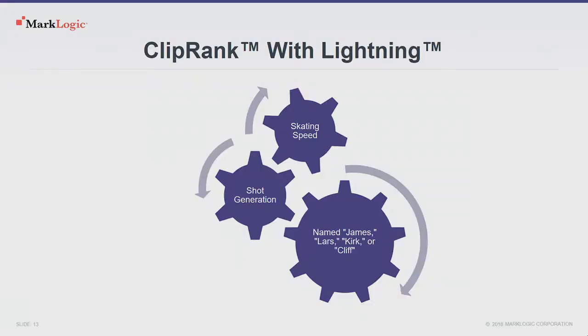So we now have ClipRank with Lightning. I filed a new patent application for this. Suddenly there is a much greater weight on players named James, Lars, Kirk, or Cliff. And Cliff, clip. You know, I'm pretty okay with this. You know, my narcissism is still pretty much sated.